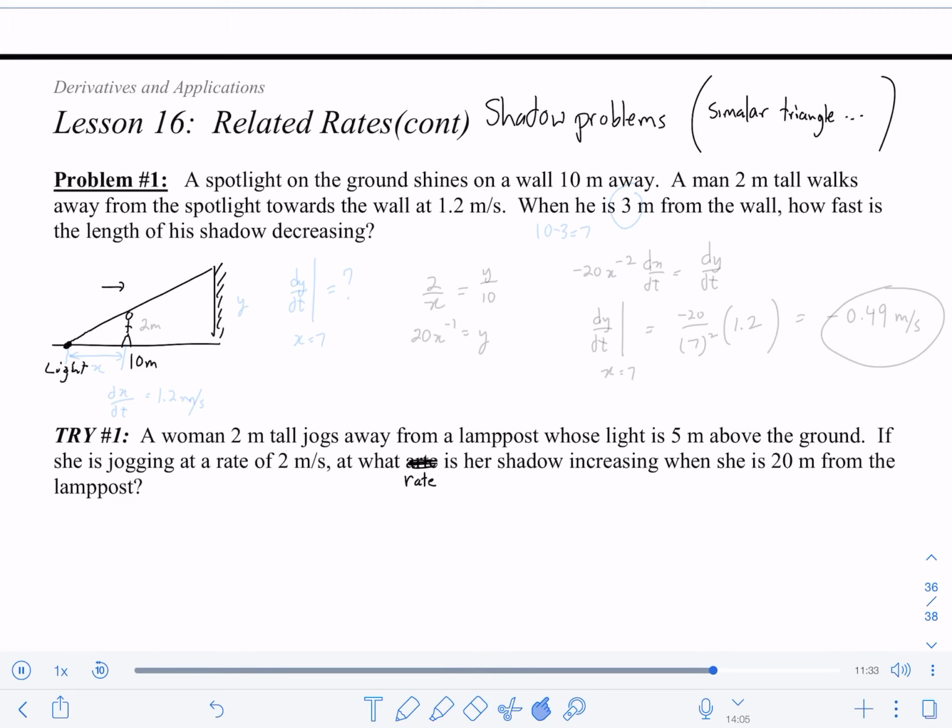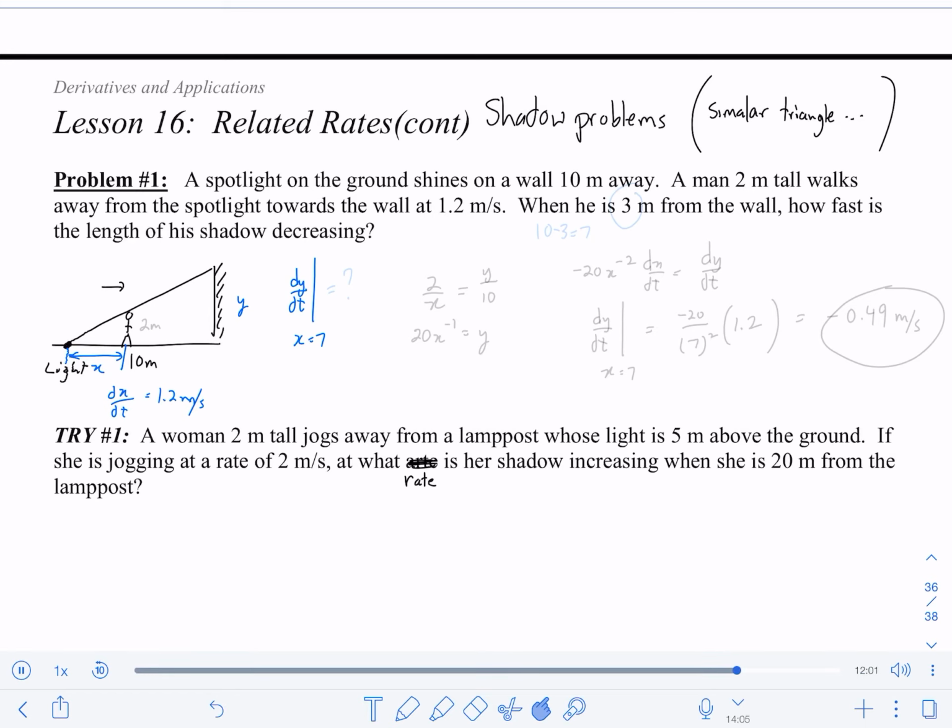Okay, so I'm going to add some dimensions here. The first dimension that I'm going to add is this one. I'm going to call this x. That way we can say that dx/dt is 1.2 meters per second. And we'll call this y, and this is the shadow height, and this is what we're supposed to be finding. dy/dt when x is 7.